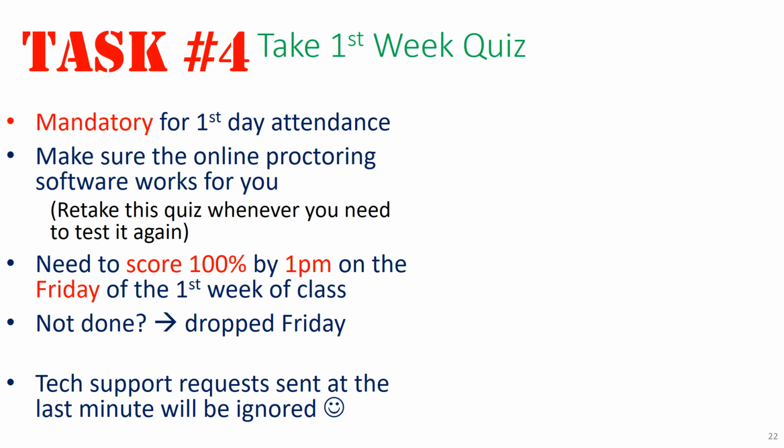And then the cherry on the cake, task number 4. So install Java, install JGrasp, get your account on CodingBat. And then task number 4 is the first week quiz. So deadline 1 p.m. Friday. You need to complete the quiz by 1 p.m. Friday. You need to score 100% of the points on that quiz by 1 p.m. Friday. The quiz has nothing to do with programming. The quiz is just a glorified checklist.